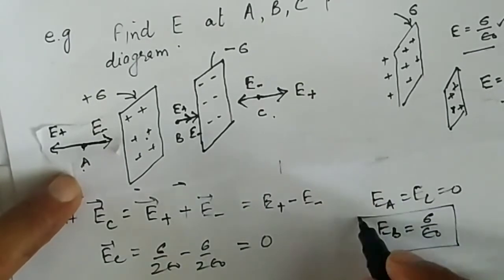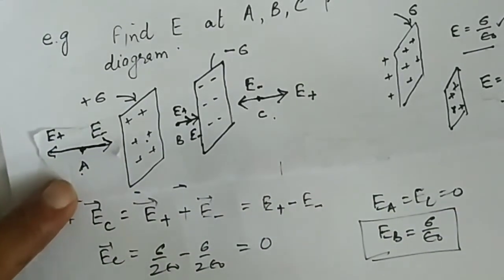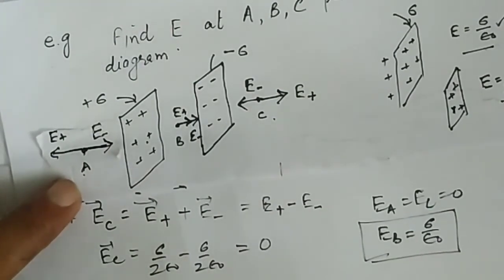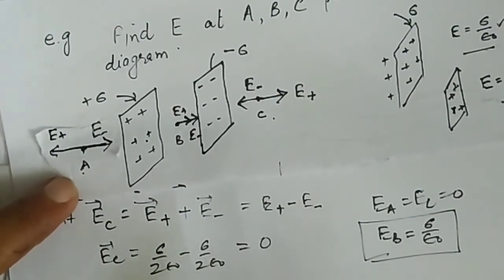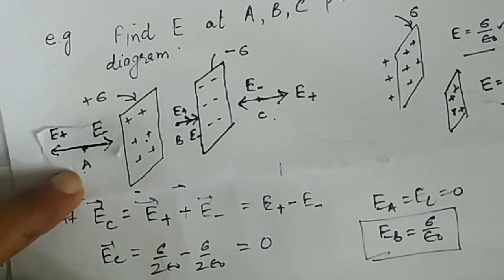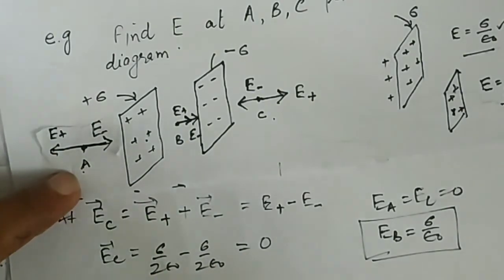Remember this: whenever we place two equal and opposite charge sheets, the electric field between the sheets is sigma by epsilon naught, and the electric field on the outside, on both the left side and the right side, is equal to 0.